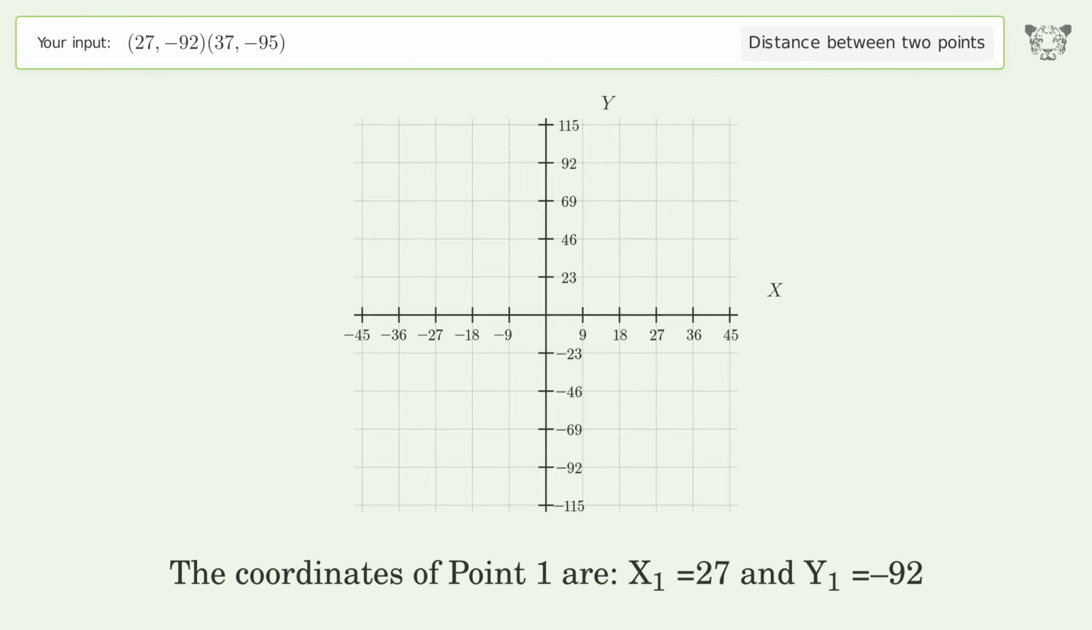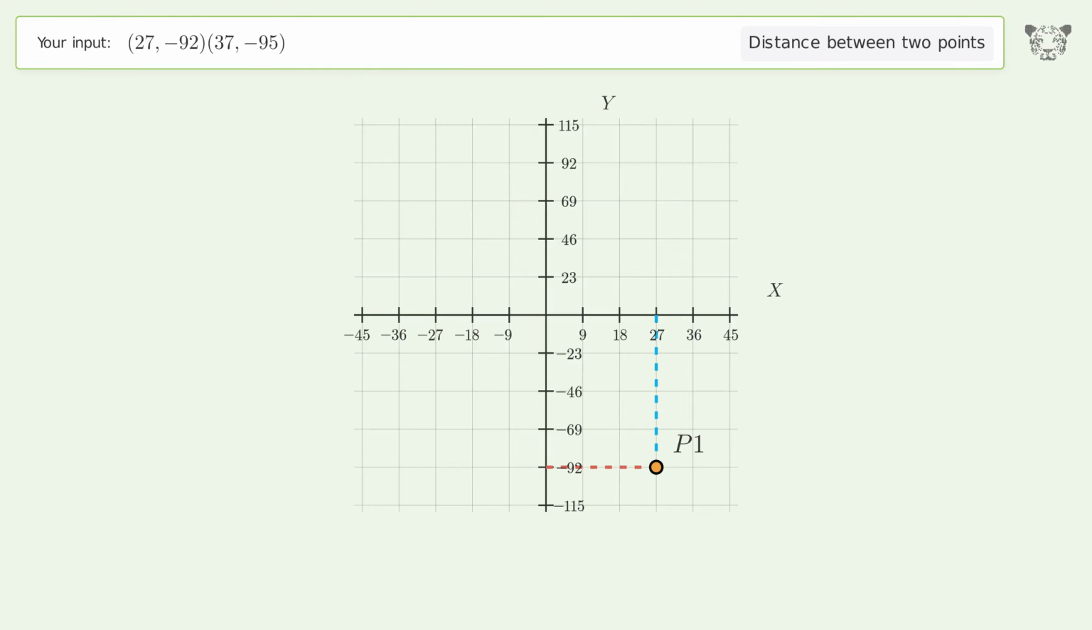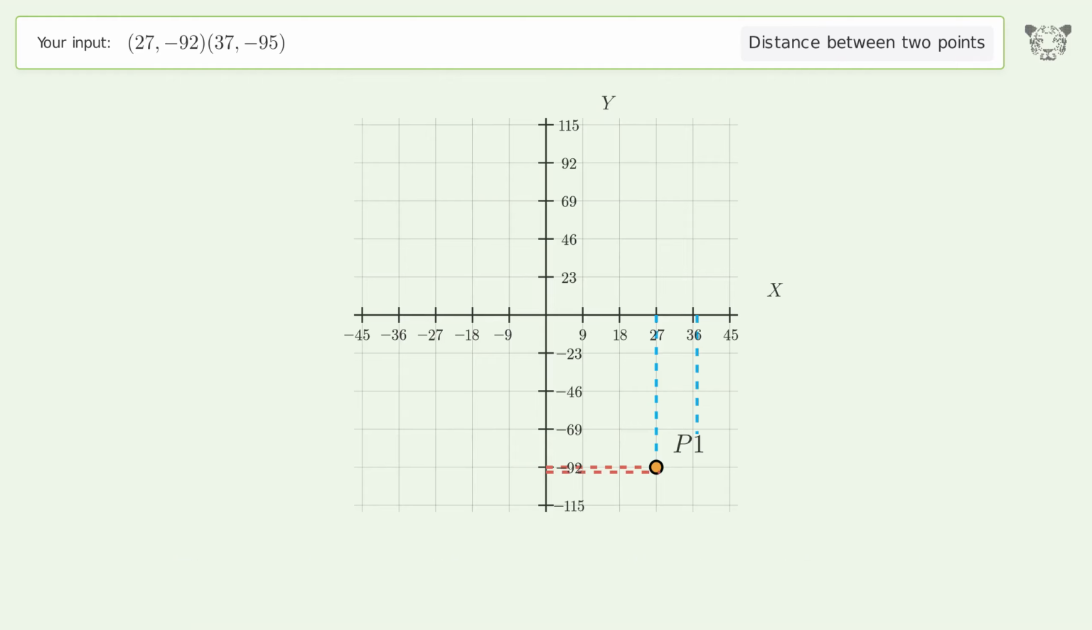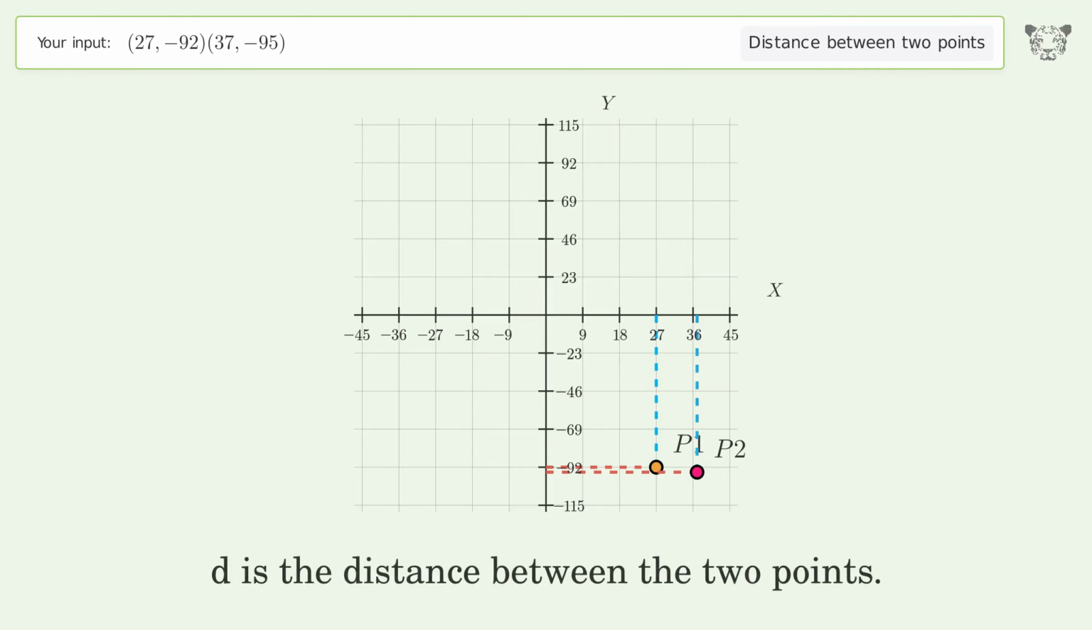The coordinates of point 1 are x1 equals 27 and y1 equals -92. The coordinates of point 2 are x2 equals 37 and y2 equals -95. D is the distance between the 2 points.